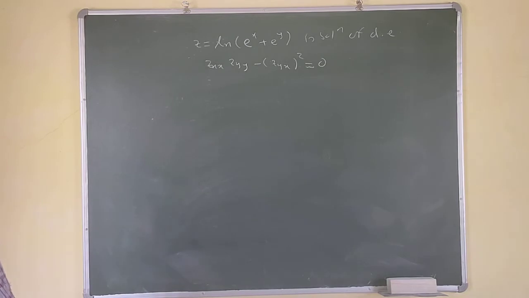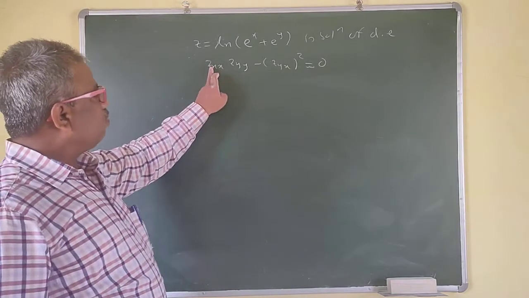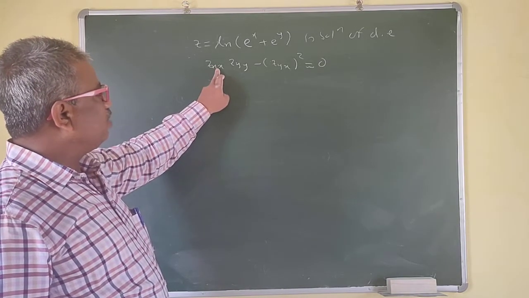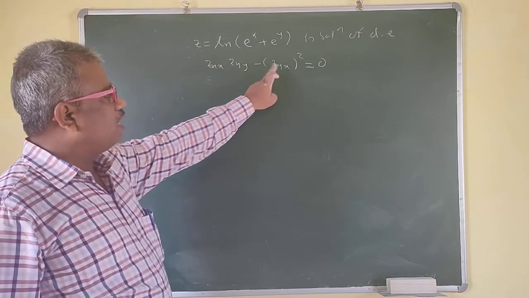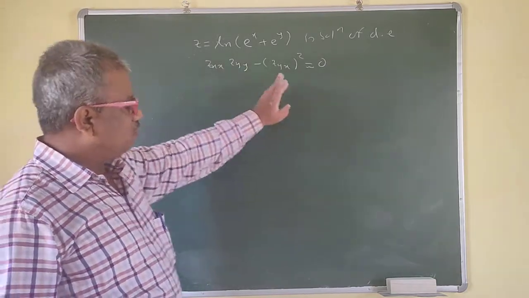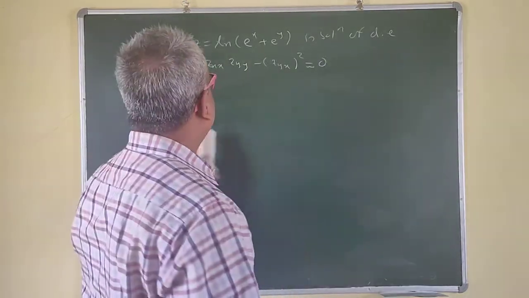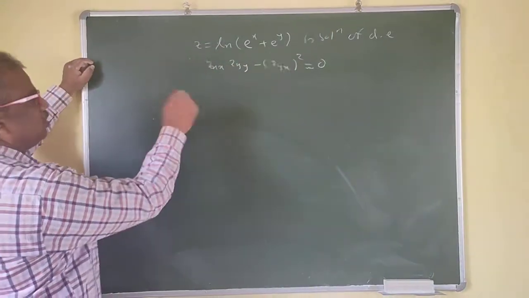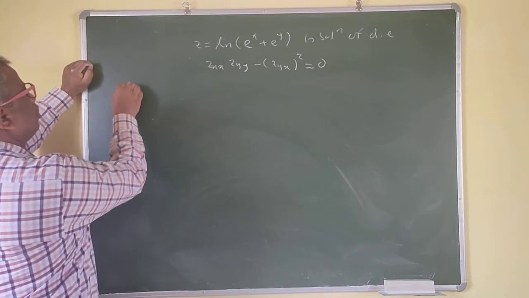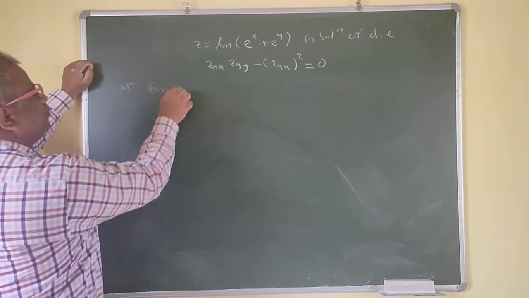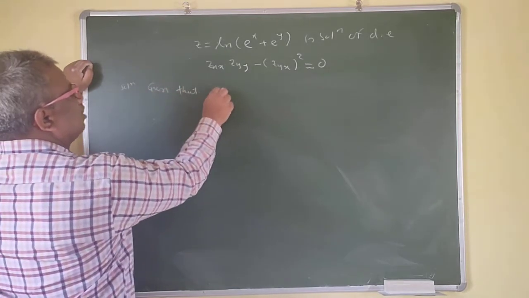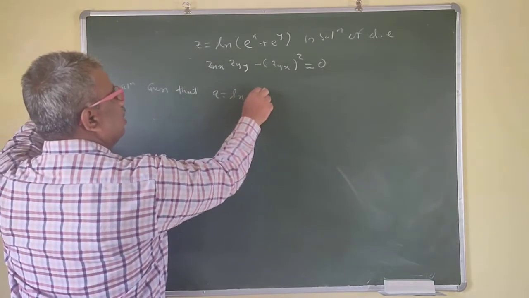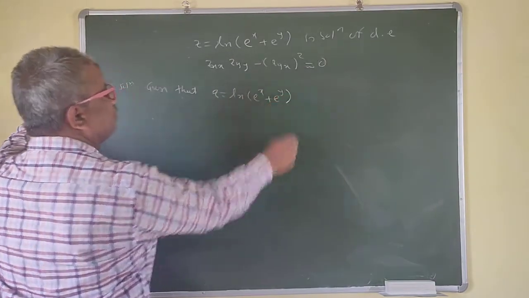Okay, so what you have to do is find the double derivative with respect to x, the double derivative with respect to y, and the mixed order partial derivative, right? So we'll take this solution. Okay, no problem, this is very easy now. Solution, given that z is equal to ln(e raised to x plus e raised to y).